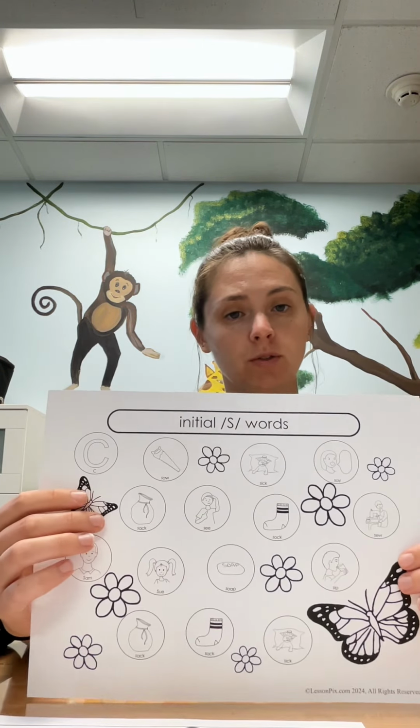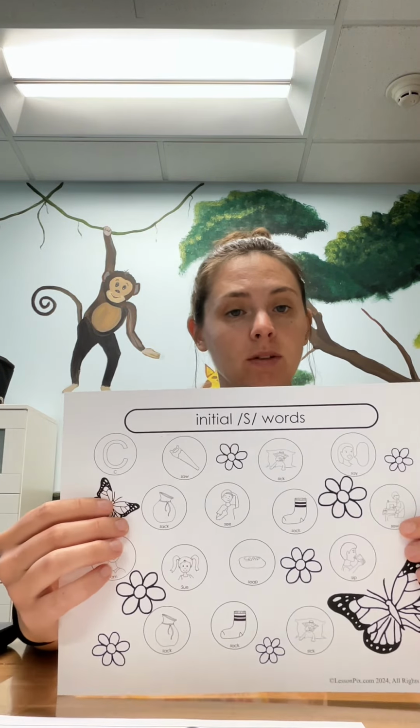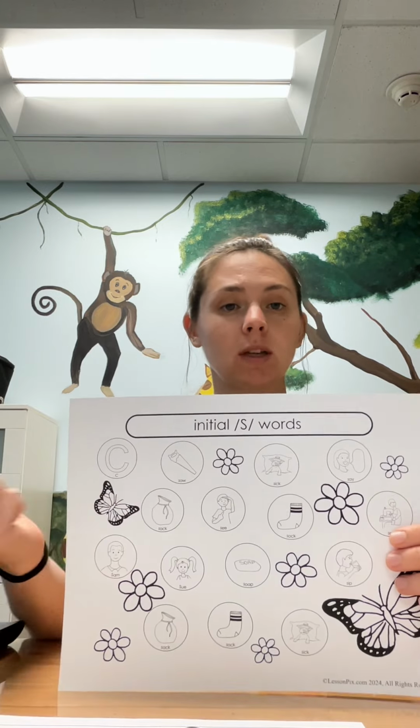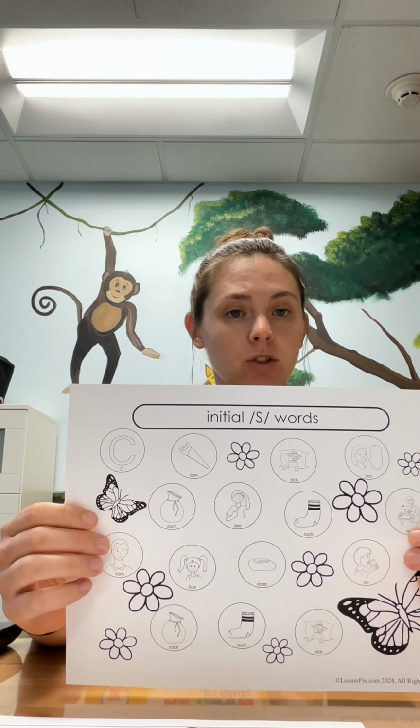You could also use it for articulation. Either you can have a sheet that has pictures with all the different words on it, and they would have to say the sound, and then they would get to use the markers to dot each bubble.